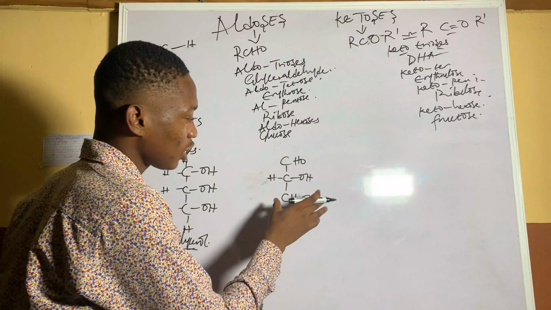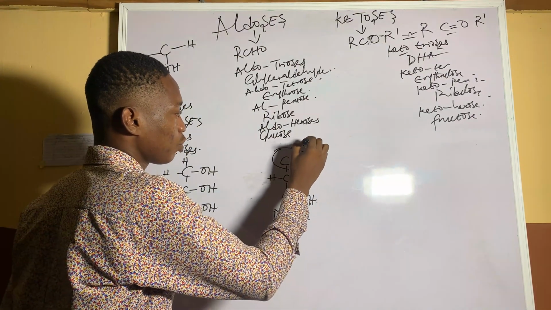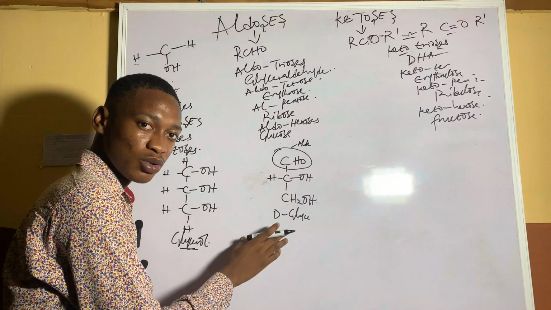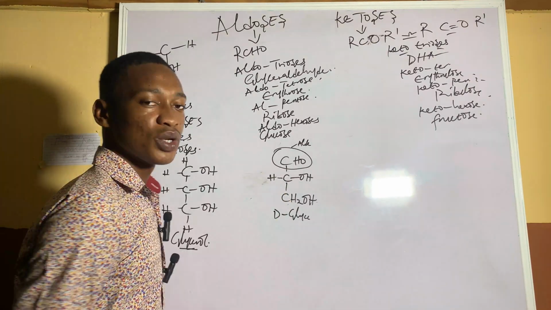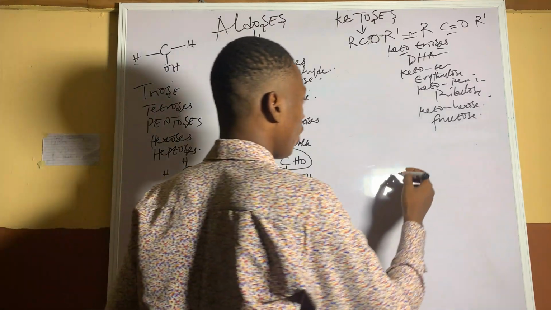Now, what makes this particular sugar an aldehyde sugar? This is the functional group, the aldehyde functional group. This is an aldose sugar, aldotriose. So we can have ketotriose, like dihydroxy acetone. So how is it formed?